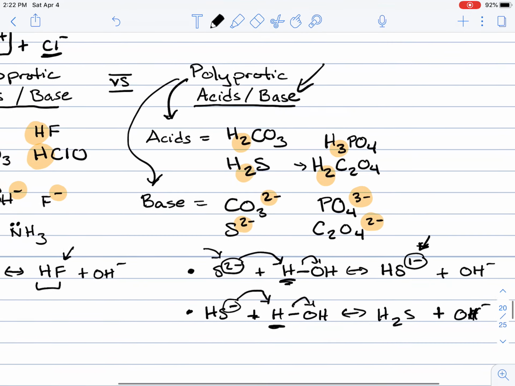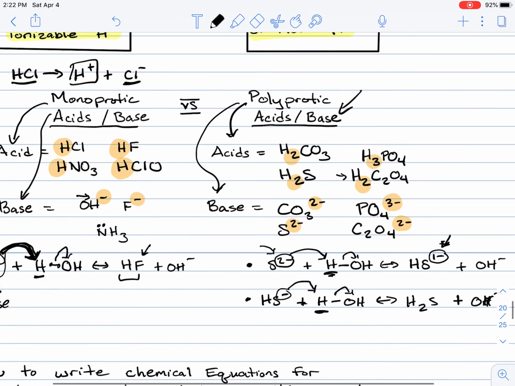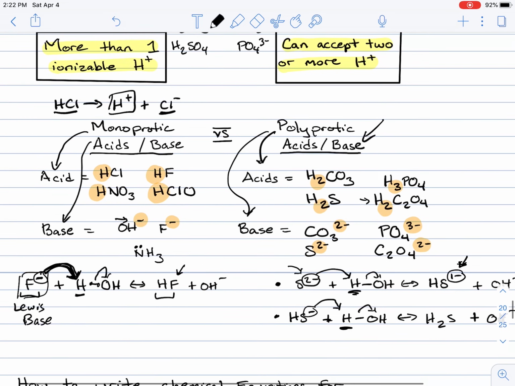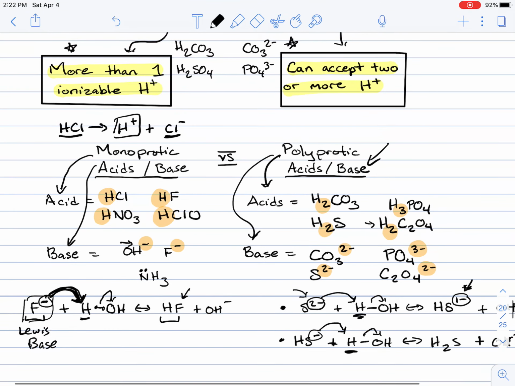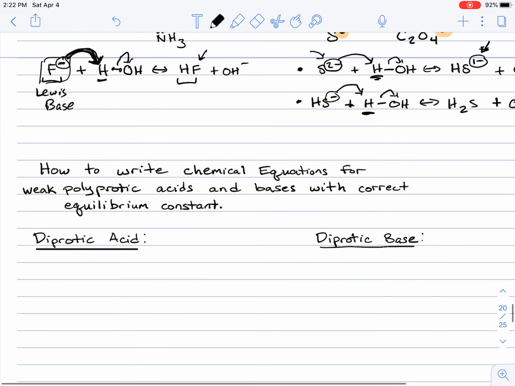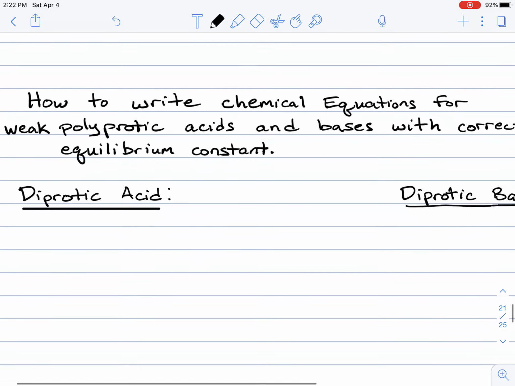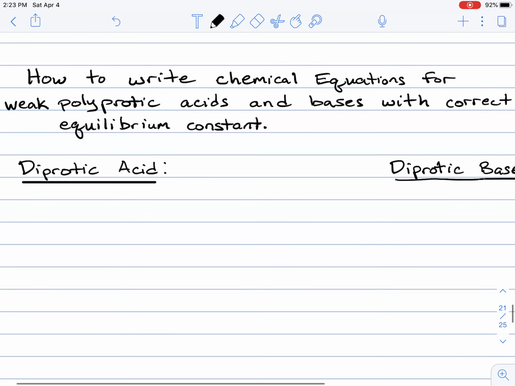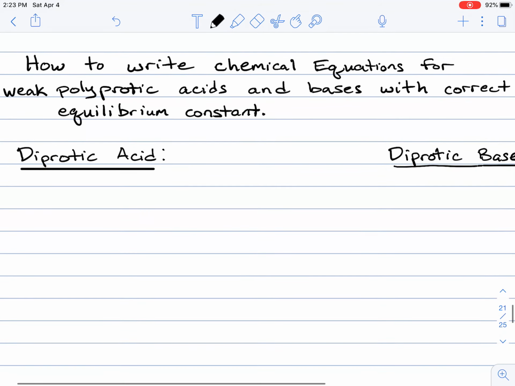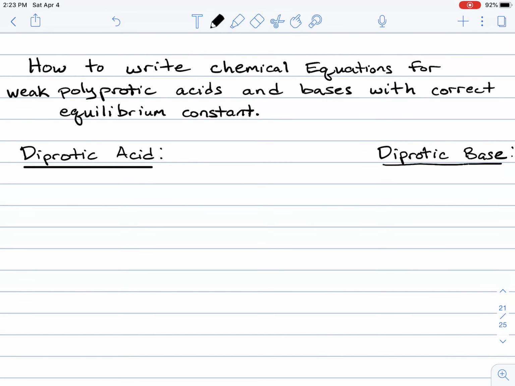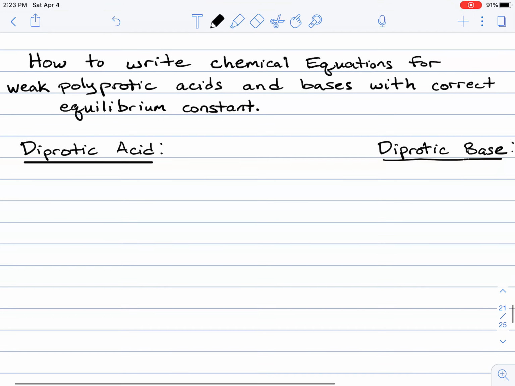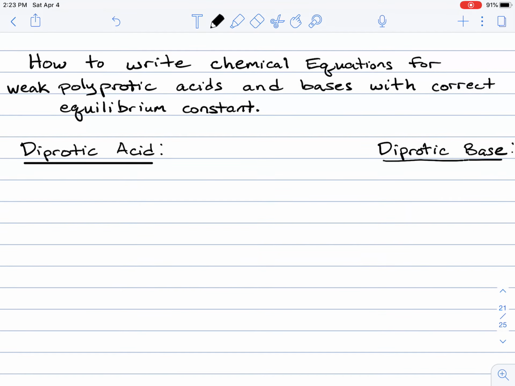Okay, so hopefully you understand the key differences between monoprotic acids and monoprotic bases compared to polyprotic acids and polyprotic bases. The next thing we are going to learn is how to write the chemical equations for weak polyprotic acids and weak polyprotic bases, and then how to associate the correct equilibrium constant to each of these equations. That's really, really important, especially for this specific topic.